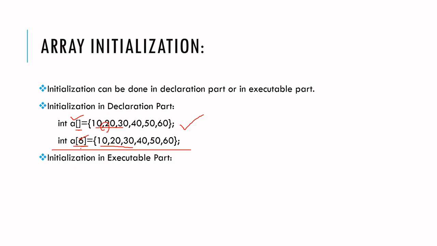initializing your array in the executable part. If you are going to initialize your array in the executable part, it means you can assign the values directly to the array, just like here. Here I have declared int a of 5. It means 5 cells are allocated here. I can assign it directly as a of 0 equal to 10, a of 1 is equal to 20.